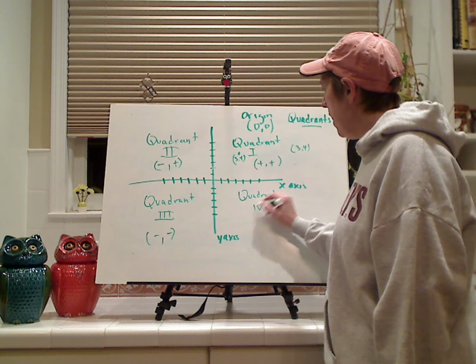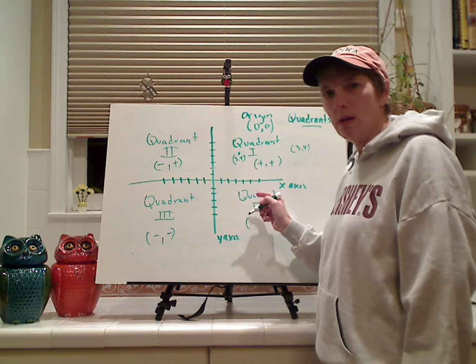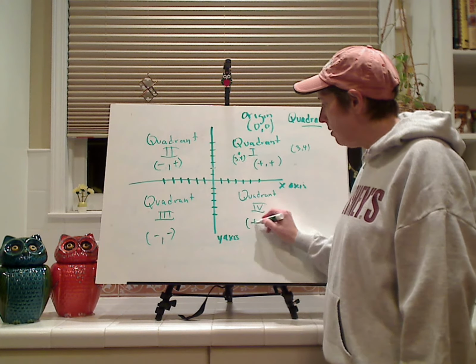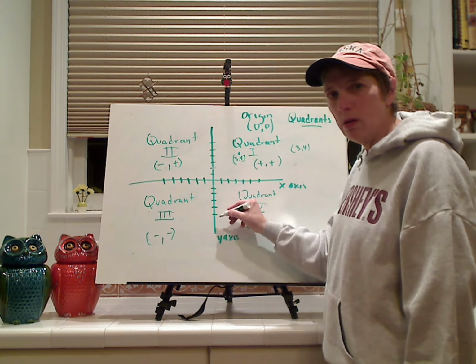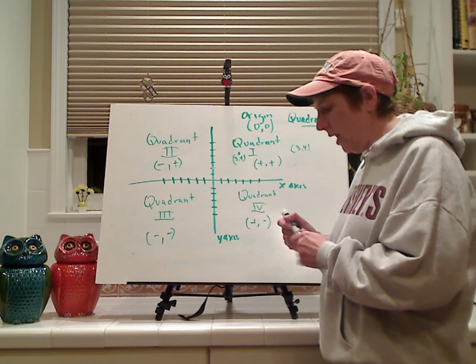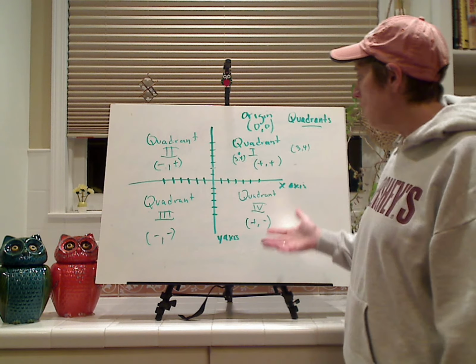And again, now what is the value of the x coordinate in this point? It's going to be positive, and the y is going to be negative. So now you have an idea of the layout of a coordinate plane. You have the x-axis and y-axis.